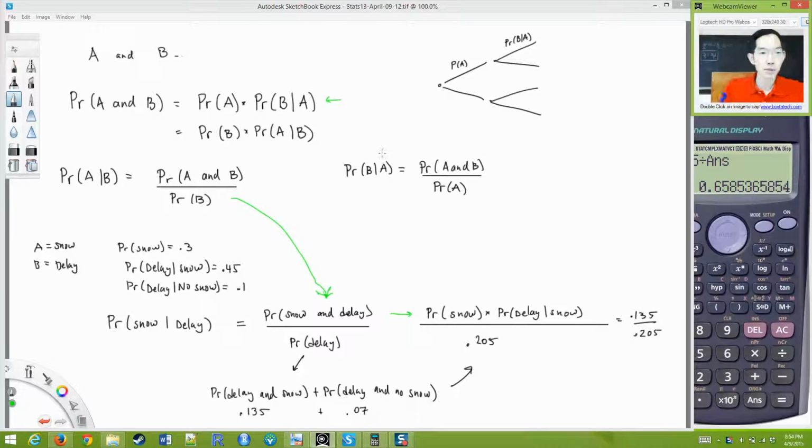Okay, so we'll continue on. There was a mistake. The green arrow should have been pointing over here because B was labeled delay, so delay goes on the bottom, so maybe you might want to fix the arrow in your notes. It used to be pointing over here, but now it is correct. All right, we will go on.